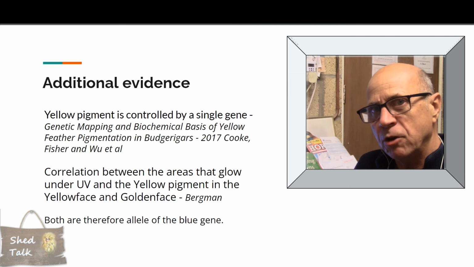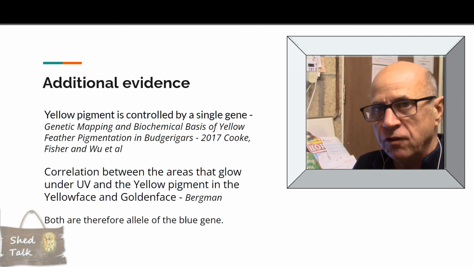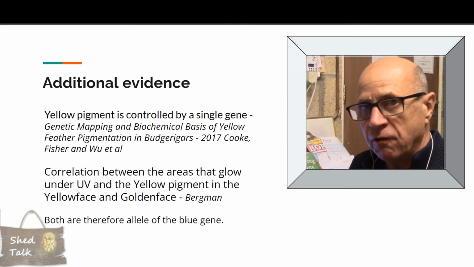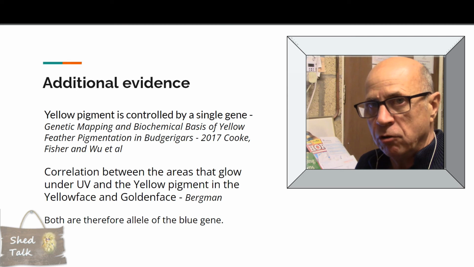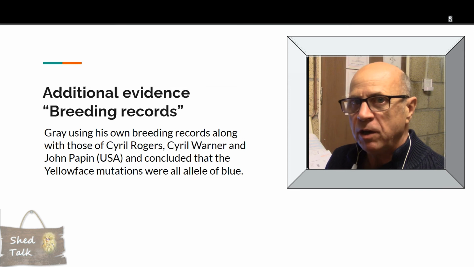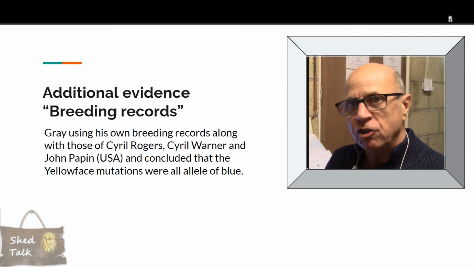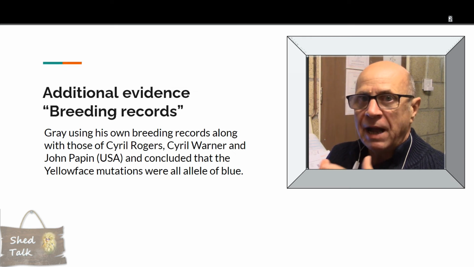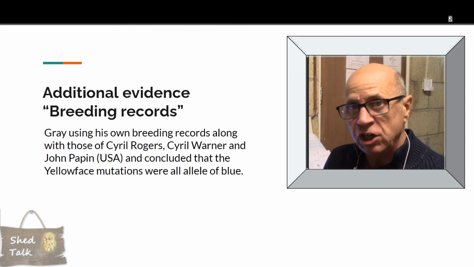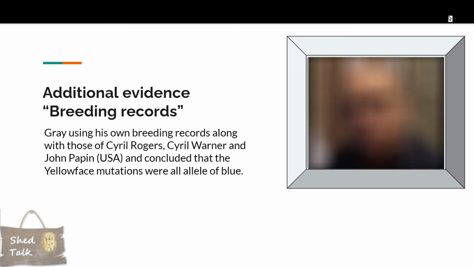So Bergman identifies that there's a correlation between the UV reflective and the yellow, the areas of the yellow face and the golden face that continue to produce a yellow pigment. So based on that, I think we would say or deduce from that the yellow face mutation 2 and the golden face are therefore both alleles of the blue gene. So where do they fit into the hierarchy?